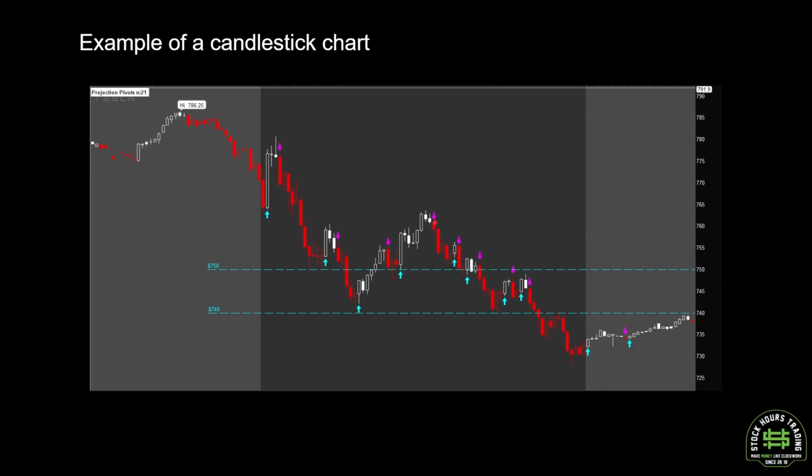All right, our next picture is an example of a candlestick chart here, and you can see what the arrows are on the chart.